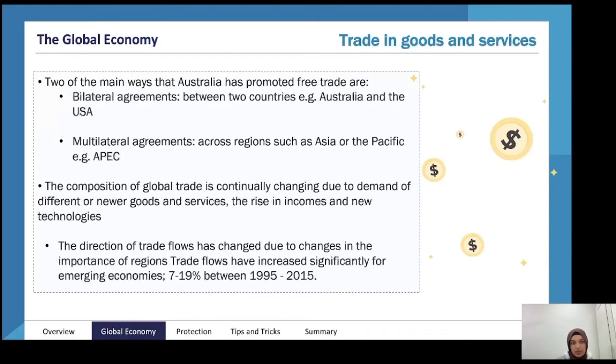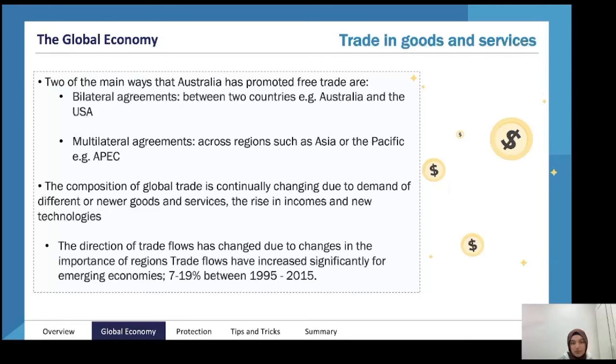So two of the main ways that Australia has promoted free trade are, number one, bilateral agreements. So these are agreements between two countries. So Australia, for example, and the USA, or Australia and New Zealand, or Australia and China. Then we have multilateral agreements. So these are across regions such as Asia or the Pacific, etc.